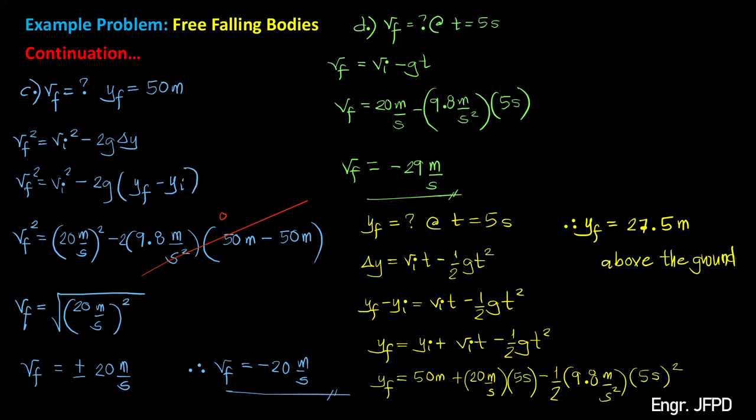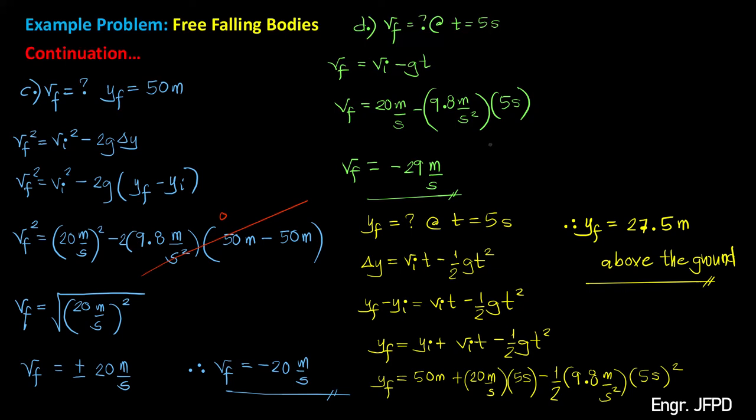Or you can also write the final answer in terms of a height that is below the launching point. You can also express the answer as 22.5 meters below the launching point, and that is 50 meters minus the 27.5 meters. Okay, and that's it for our example problem number 1.